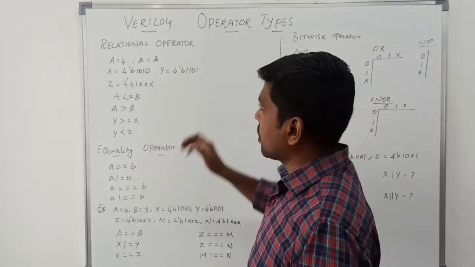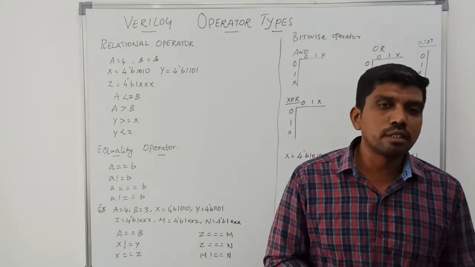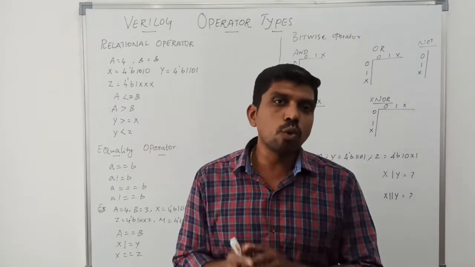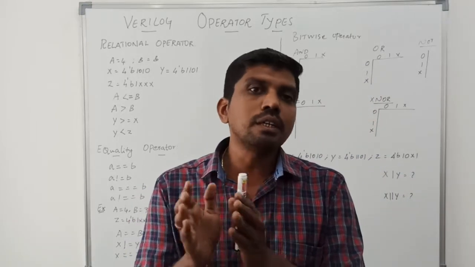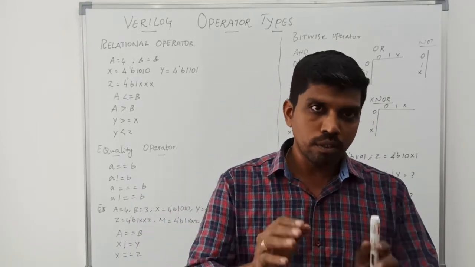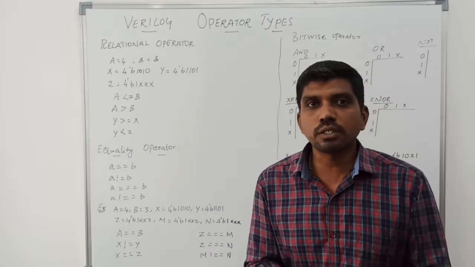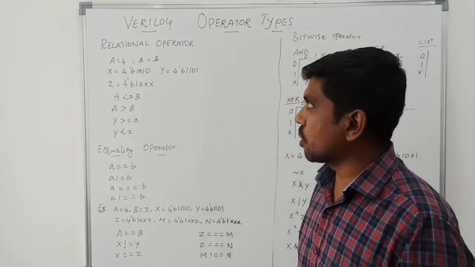So what is a relational operator? A relational operator takes two operand values and compares them: greater than, greater than or equal, less than, less than or equal. These four conditions we check in the relational operator.